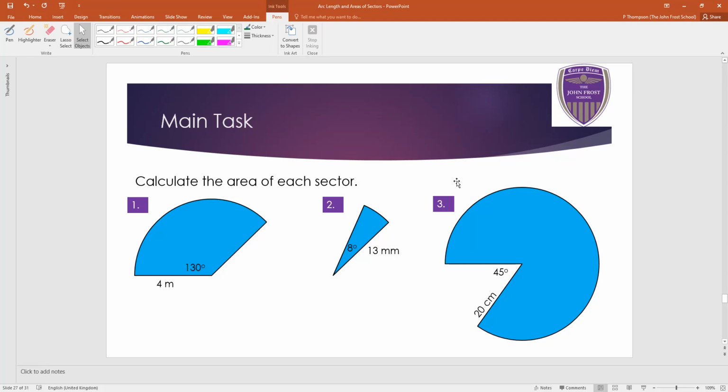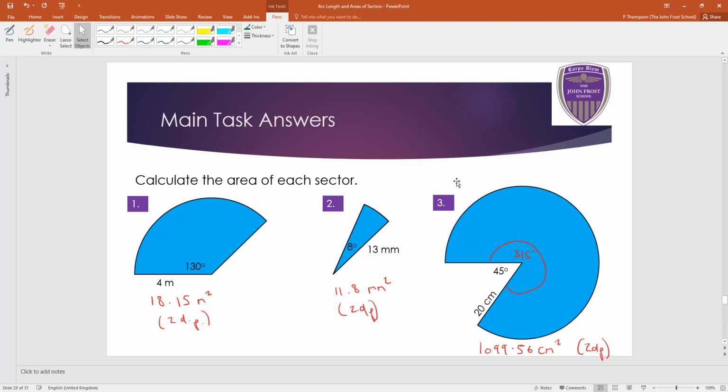Okay, welcome back. Here are the answers. They're all done at two decimal places. Hopefully you weren't caught out on number 3 here, because this 45 degrees was not actually the sector angle. It was like the missing angle, if you like. So to find the actual sector angle, I did 360 take away 45, to find that angle there.